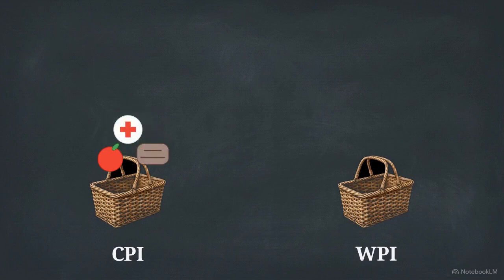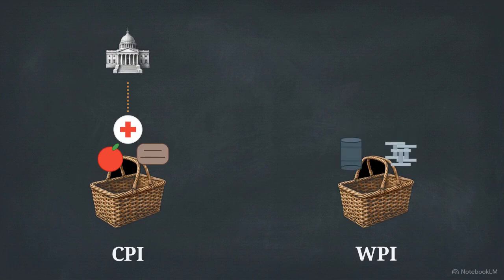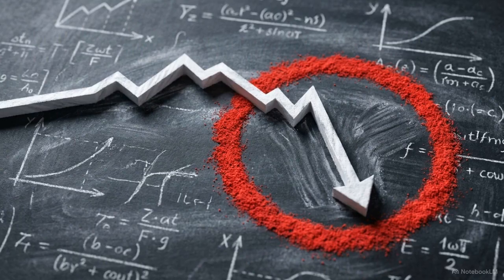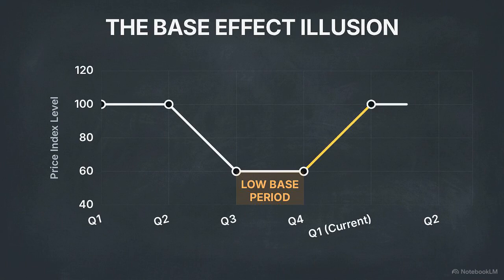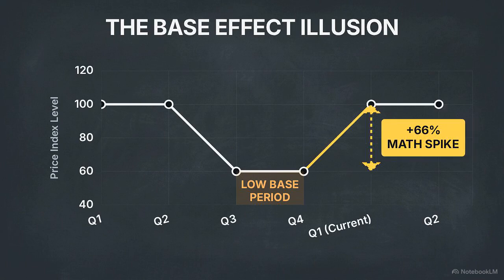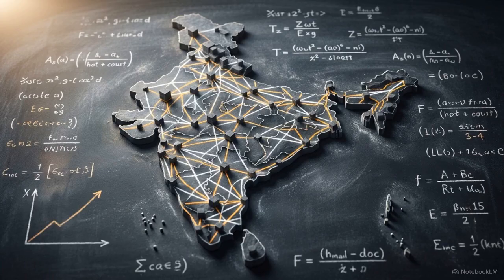CPI tracks retail prices, focusing on food and services, serving as the Reserve Bank's primary inflation target. WPI tracks bulk wholesale goods, explicitly excluding services. Both are susceptible to the base effect. If prices were unusually low in the previous year, returning to normal prices today will mathematically appear as a massive percentage spike. These variables form a cohesive snapshot of the national economy.